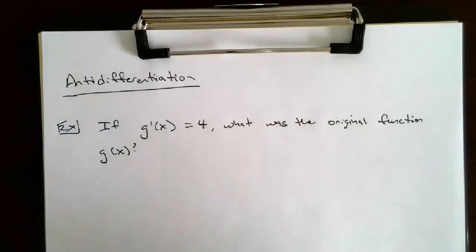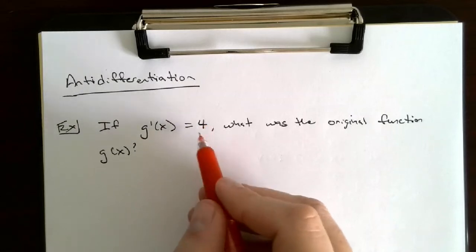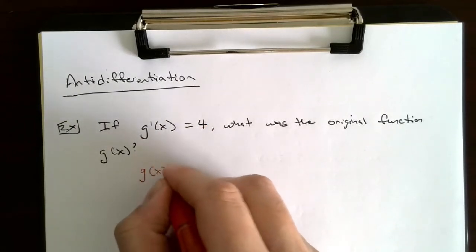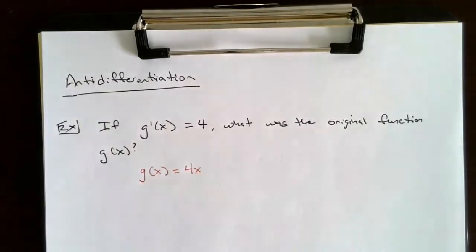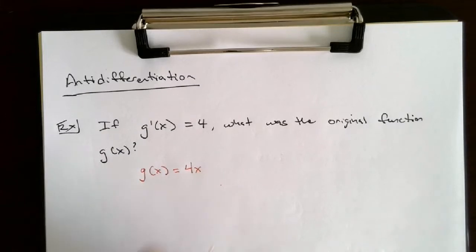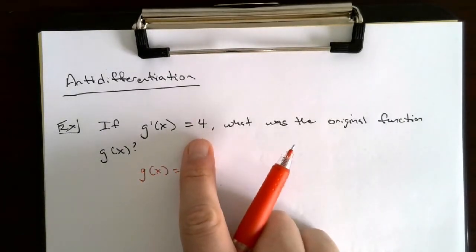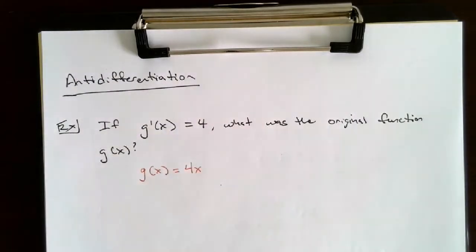So if you got the derivative of something and it came out to a constant, usually it would just be the constant times a variable, right? So g of x is actually equal to 4x is probably your response, right? Because the derivative of 4x gives you 4. That's what you're really asking yourself. What did I take the derivative of to get to 4? Well, I would take the derivative of 4x.